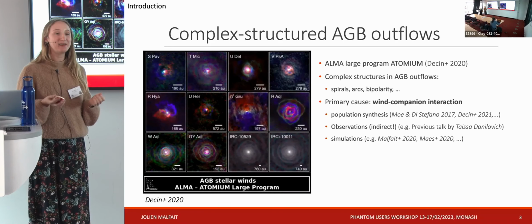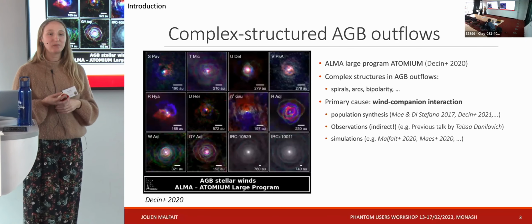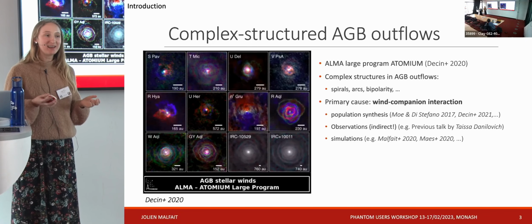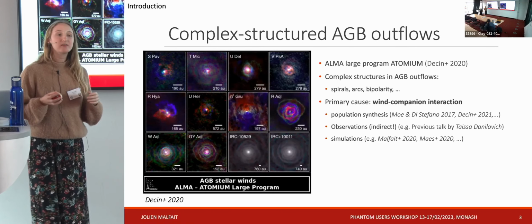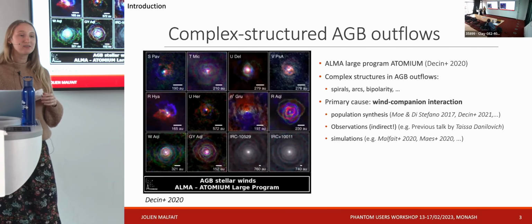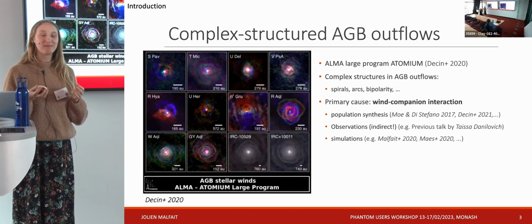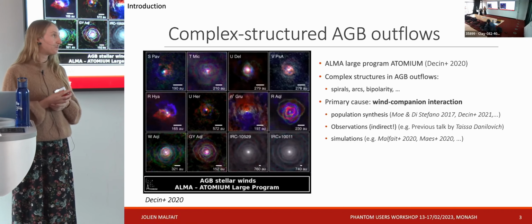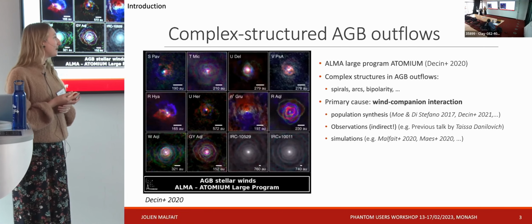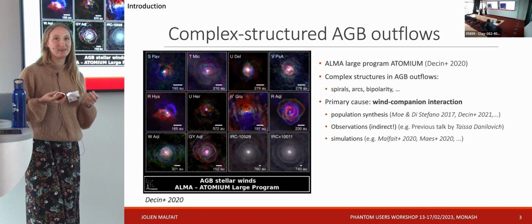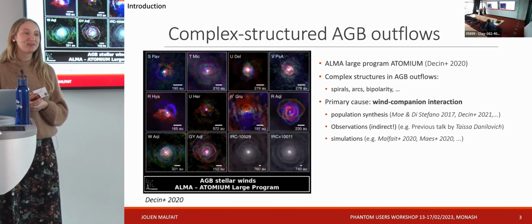And by now it is believed that the primary cause of these complexities is the interaction of the wind with one or multiple stellar or planetary companions that are actually hidden in the wind. This hypothesis is also supported by population synthesis that states that about 50% of these solar mass type stars should be in a binary. And then we also have some observations, as you saw by Thaisa before, where we see some indirect signs that there is a companion shaping these outflows. And then we also have our simulations.